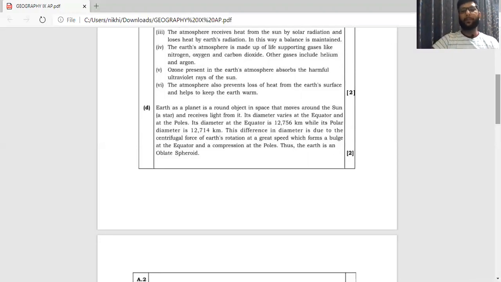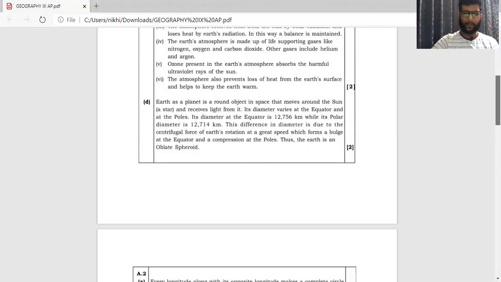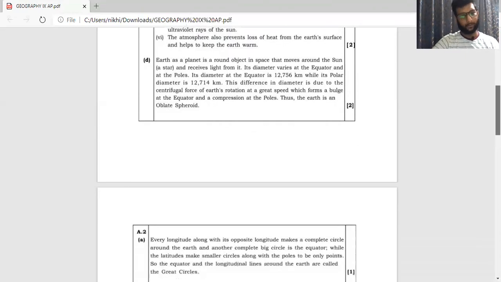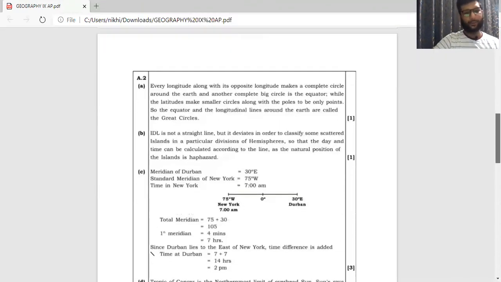The difference in diameter is due to the centrifugal force of the Earth's rotation at a great speed, which forms a bulge at the equator and a compression at the poles. So the Earth indeed is an oblate spheroid. Any of these 2 points can be considered while writing down this answer. Right? I hope, children, you understand that they are quite important for you to make a note of. Let's go to the second question, children.